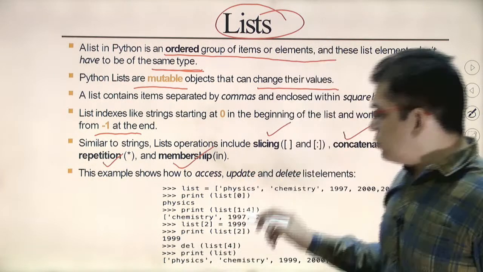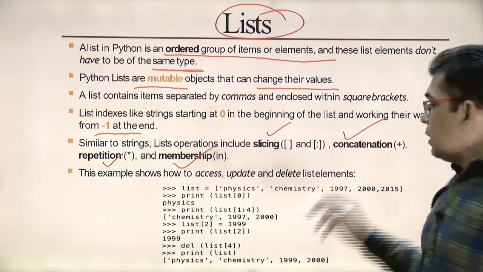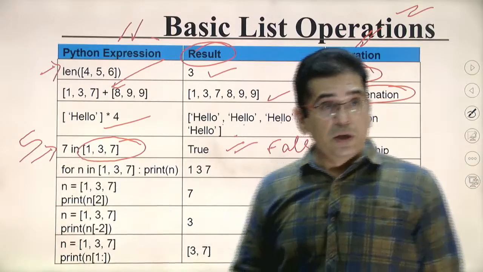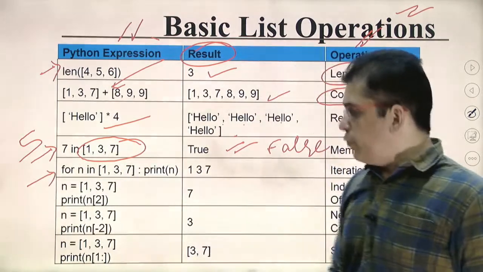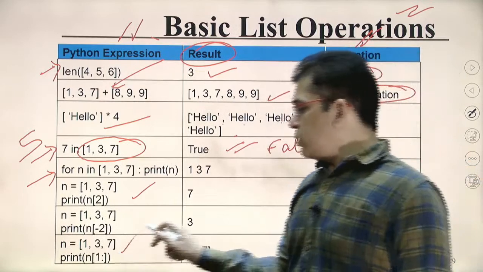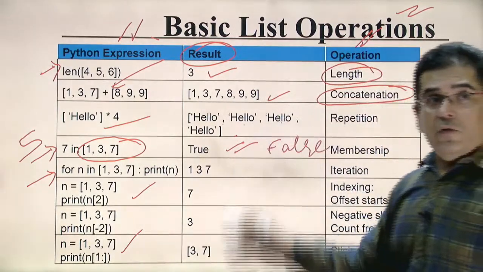I have given you some examples of how to access a list, how to update a list, and how to delete from a list. For example, I have created a list variable with the values physics, chemistry, 1997, 2000. Again, in the control structure for loop, you can use a list in the for loop, you can use a list in the print function, and you can use a list with the slicing operation. So this slide contains all kinds of list operations.